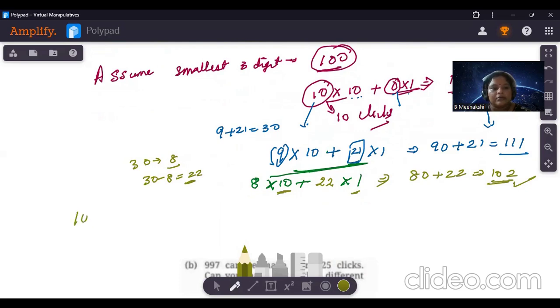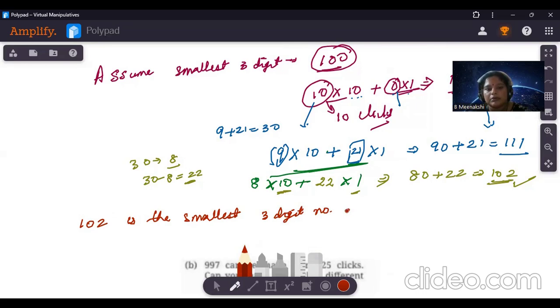So 102 will be the smallest three-digit number. 102 is the smallest three-digit number obtained using 30 clicks. Okay, you can mention it this way.